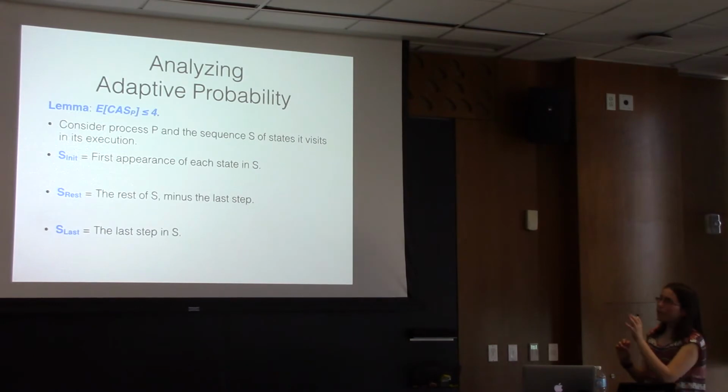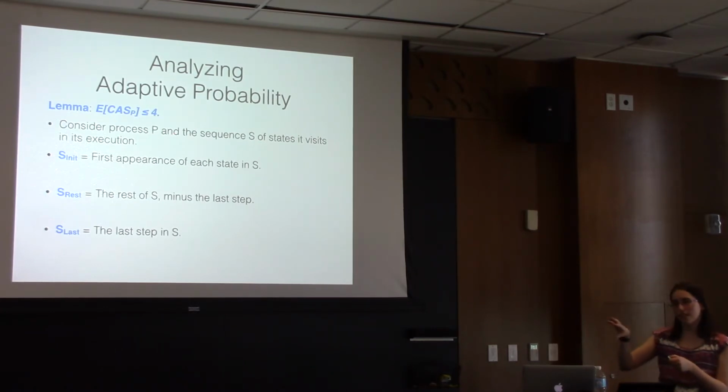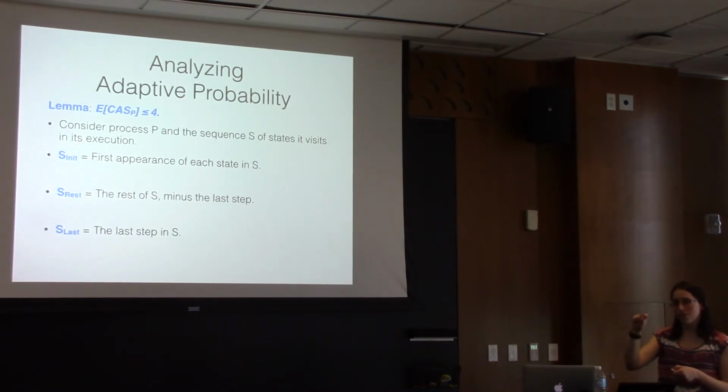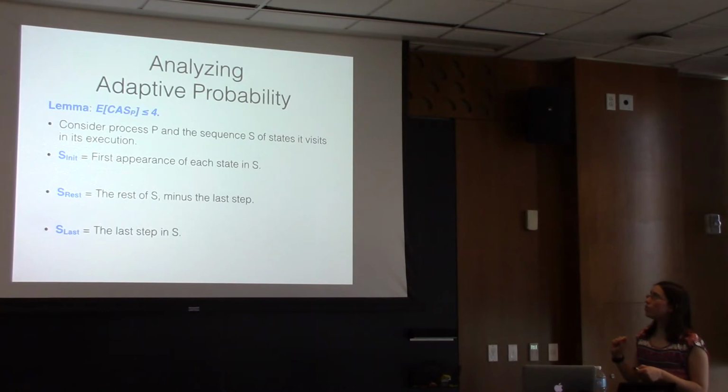Okay, so we have our lemma. We want to say that in expectation, P does at most 4 compare and swap attempts. We're going to look at P, and we're going to look at the sequence of states that it visited throughout the execution. Really what we want to do is count the amount of compare and swaps that happened as it transitioned through these states. So we're going to split it up into 3 chunks, and we're going to analyze each one separately.